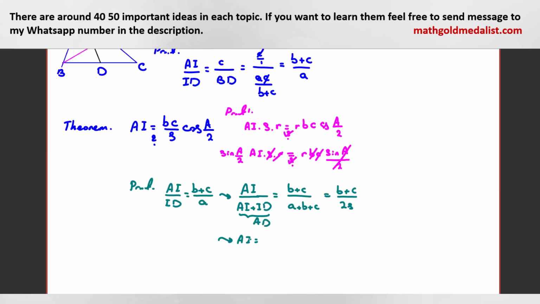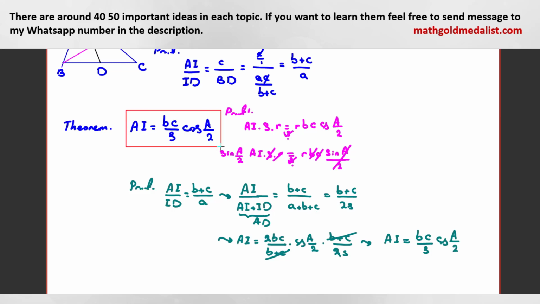AD, the formula of AD was what? 2BC over B plus C times cosine A over 2. Exactly, times cosine A over 2 times B plus C over 2S, right? B plus C cancel, 2 cancel. So we can say AI is BC over S cos A over 2, right? Okay, so we prove this.